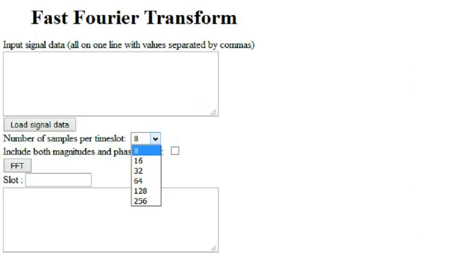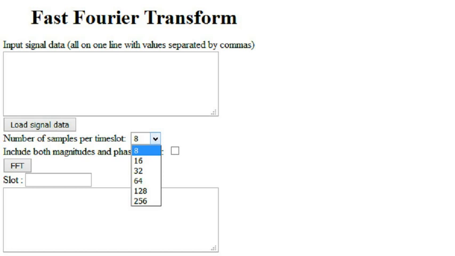The screen of the programme should be very familiar from the last programme. Apart from the fact that the button is now labelled FFT rather than DFT, there is only one difference, and that is the number of samples per time slot is now limited to a power of 2. A select box allows the user to choose 8, 16, 32, 64, 128 or 256 samples per time slot. That's because the Cooley-Tukey Fast Fourier Transform, as far as I can see, always has to have a power of 2 samples for the algorithm to work.